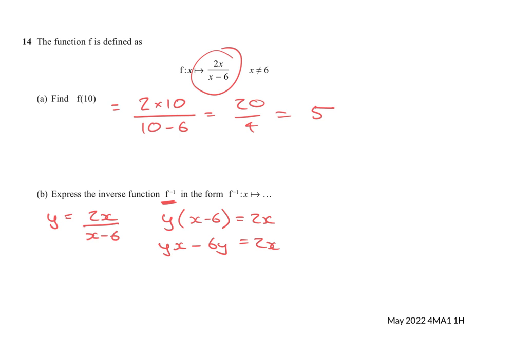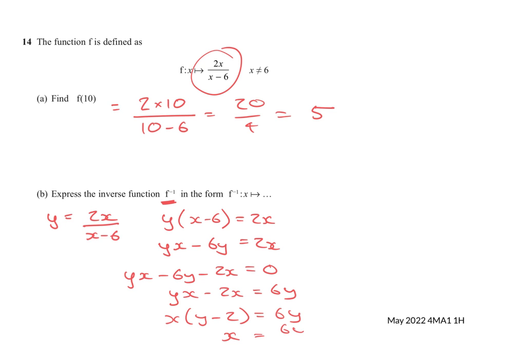Then we want to collect the x terms and get them onto the same side and everything else onto the other side. So what I'm going to do here is yx minus 6y minus 2x equals 0. So all my x terms are on the left. And then I'm going to get rid of the rogue minus 6y term by adding it to both sides. So I get yx minus 2x equals 6y. Now my x terms are on the left. I can factorize. So I have x, y minus 2 equals 6y. So x is simply 6y divided by y minus 2.